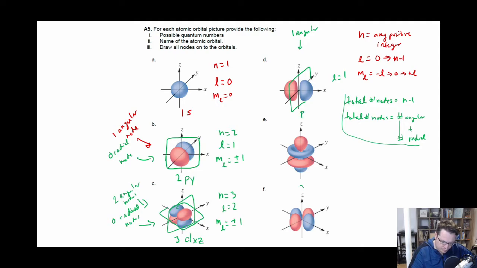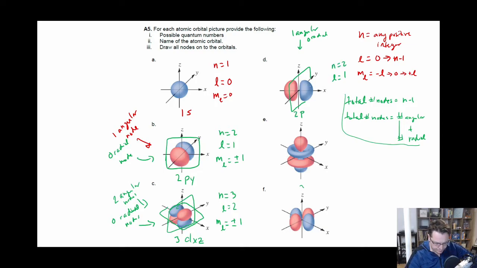So this is a p orbital. Again, looking at it, we don't see any radial nodes, because the lobes don't have any caps on them that have the opposite color or anything. So there's 0 radial nodes. So if we only have one angular node, the total number of nodes is equal to 1. If you have that, that means that n has to equal 2. So we're looking at a 2p orbital in this case.